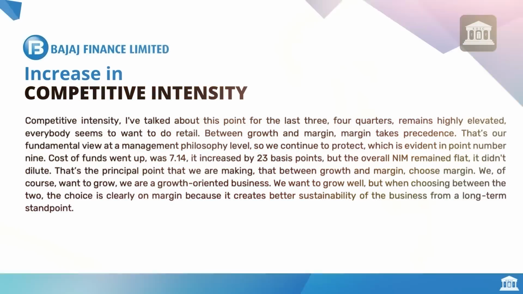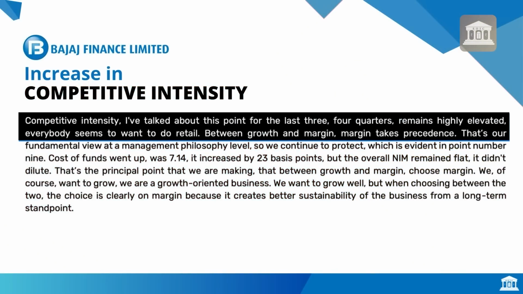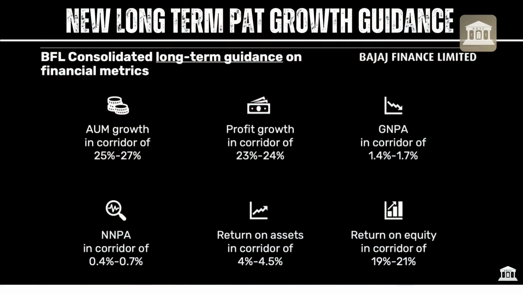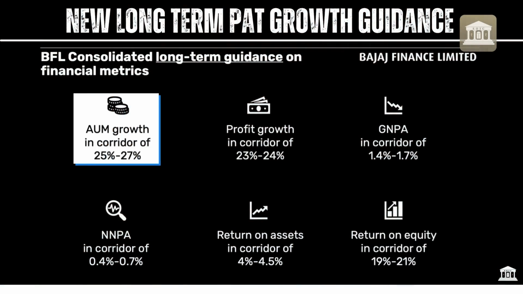So this is what has happened. If you read the recent con call, in his opening remarks Mr. Rajeev Jain said that banks have become very competitive, there's a lot of competition for retail loans because everyone wants to do retail loans. And in the next 4 years strategy, that is by FY27, Bajaj Finance has given a guidance of 25 to 27% AUM growth, which used to be more than 35%, mind you. It has been more than 35% for the last 15 years.